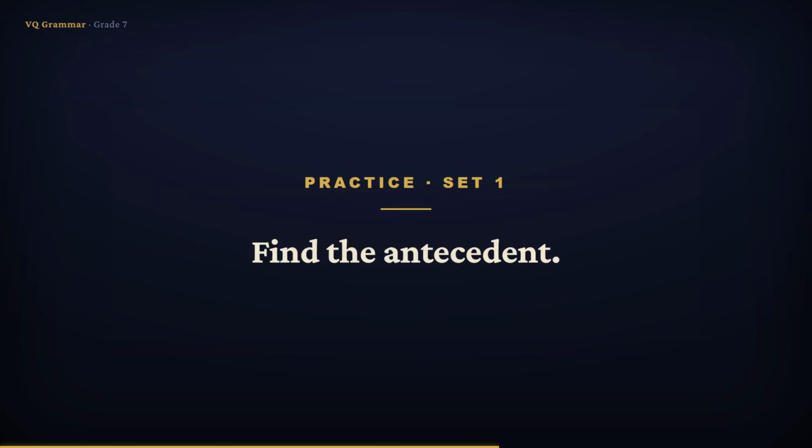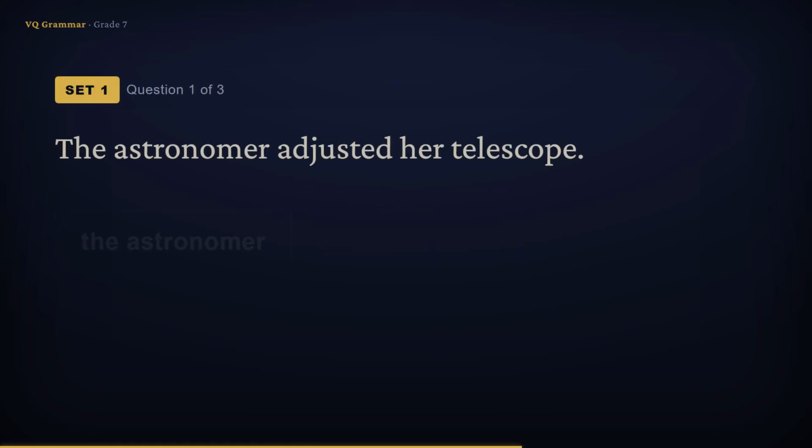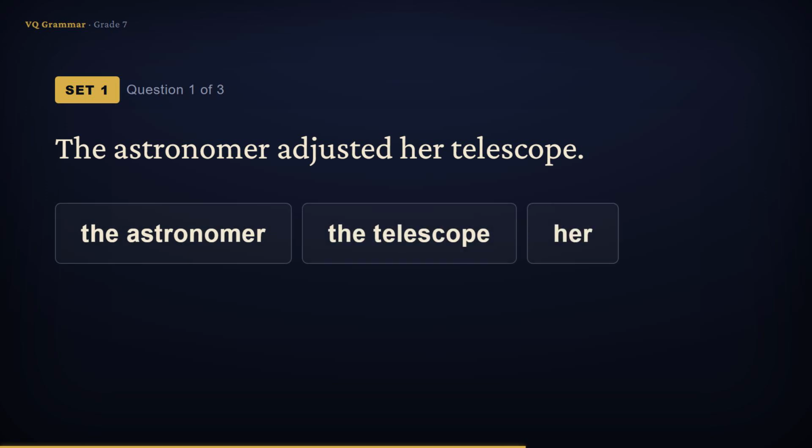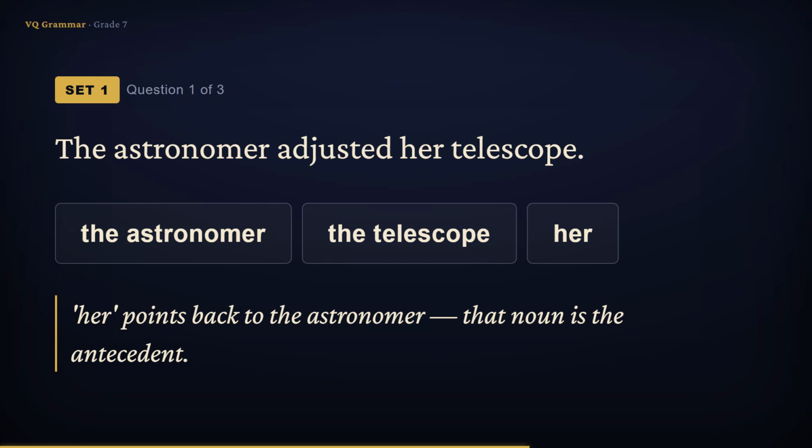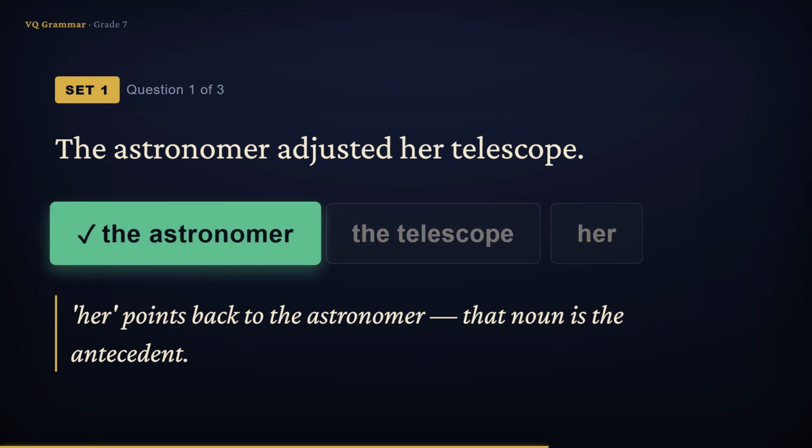Time to practice. In this first set, I'll give you a sentence with a pronoun, and your job is to find its antecedent, the noun it points back to. Pause the video and choose before I reveal the answer. The astronomer adjusted her telescope. The pronoun here is her. Whose telescope is it? The astronomer's. So her points back to the astronomer, which means the antecedent is the astronomer. So the answer is the astronomer.